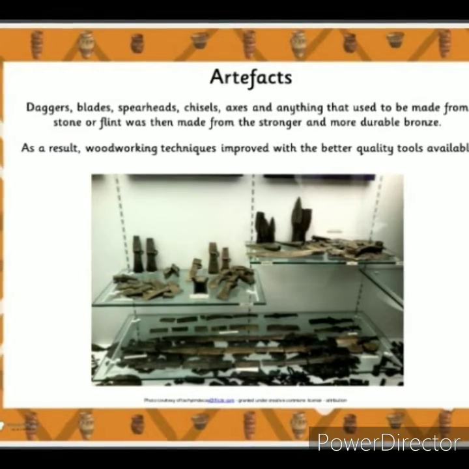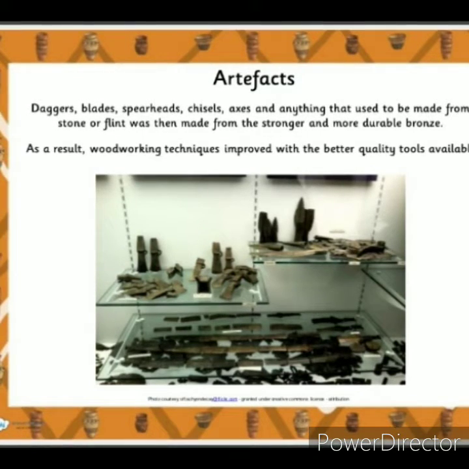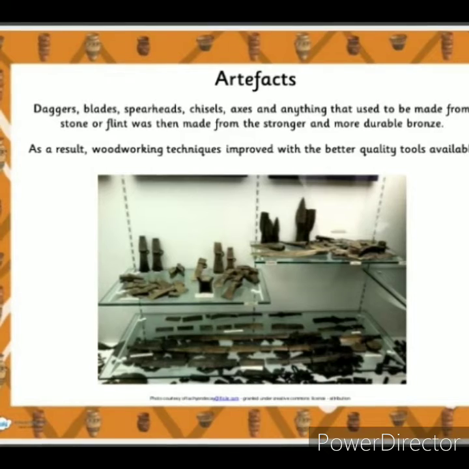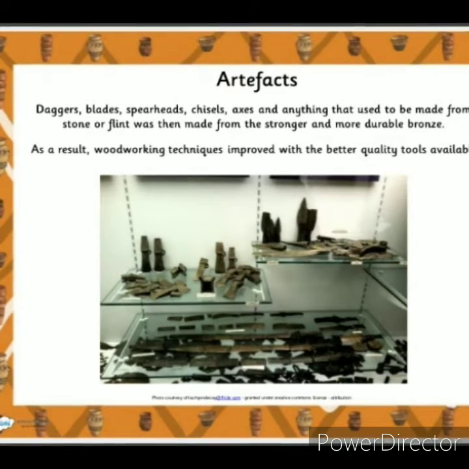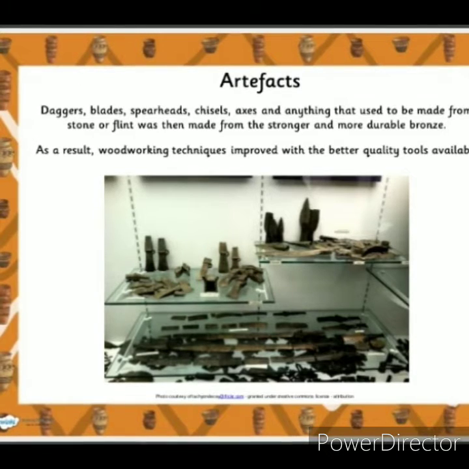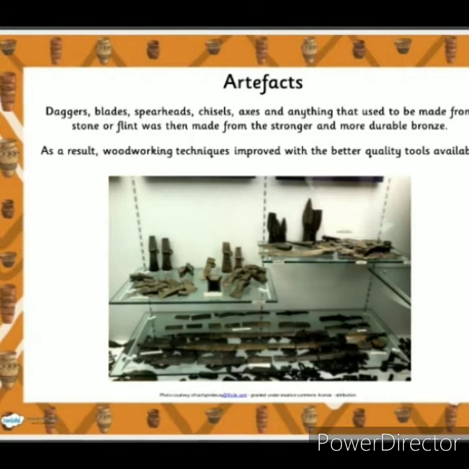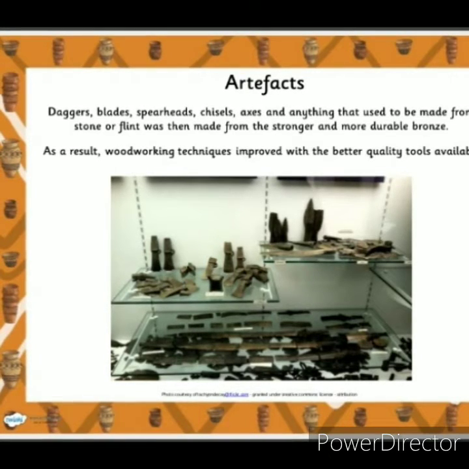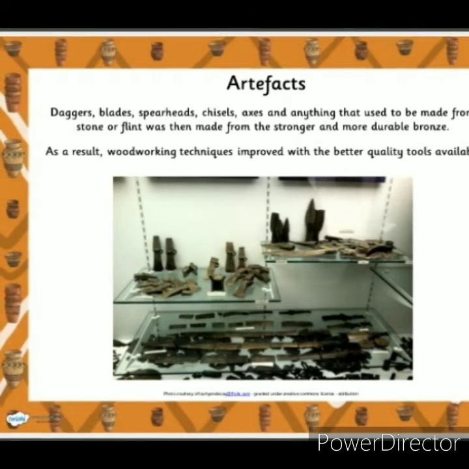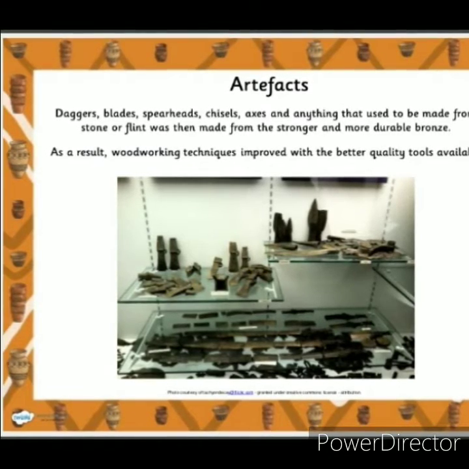As a result, because tools made of metals were used at that time, woodworking techniques and woodwork improved and carvings started to happen. The people started to carve stones and woods, etc., with the help of the tools available at that point of time.